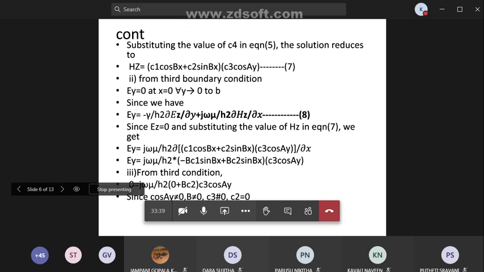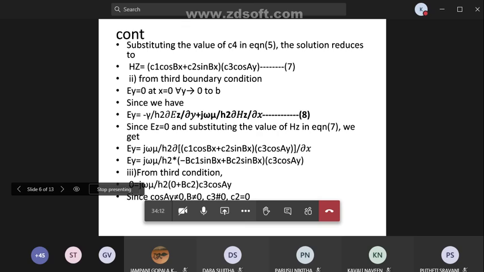So here Ez equal to 0, right? So Ez equal to 0 and substitute Hz. Then Ey becomes j omega mu by h square into minus b C1 sin Bx plus b C2 sin Bx into C3 cos Ay, okay?